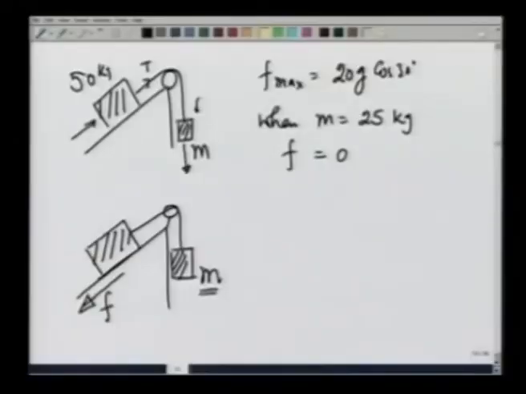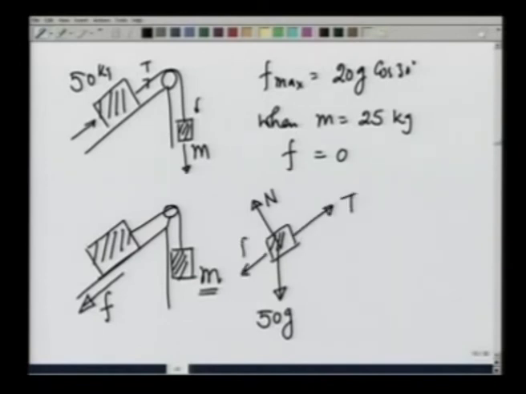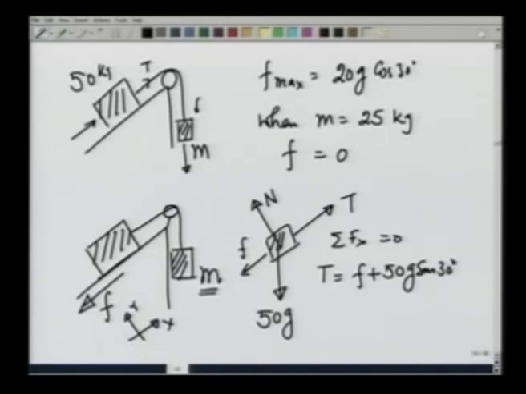Again, if I make a free body diagram of the bigger mass, it has 50 g pulling it down, normal reaction N, T pulling it up, and frictional force is in the opposite direction. This is x, this is y. Summation Fx equal to 0 now gives me T equals F plus 50 g sine of 30 degrees. T is nothing but mg, as we have calculated earlier, is equal to F.